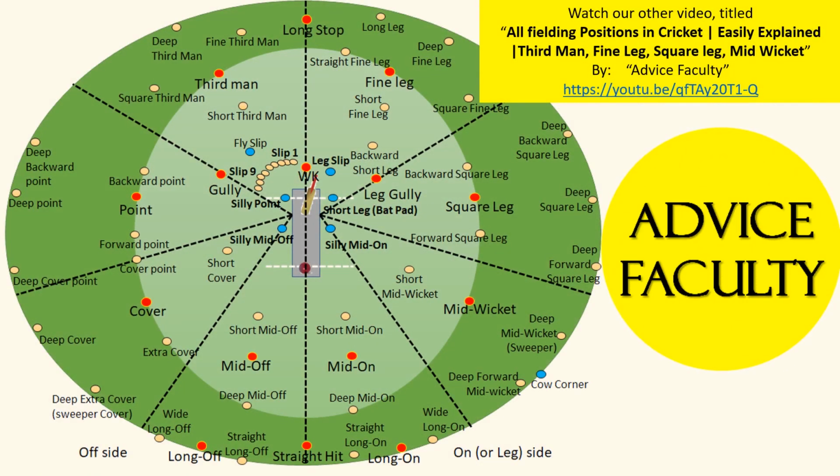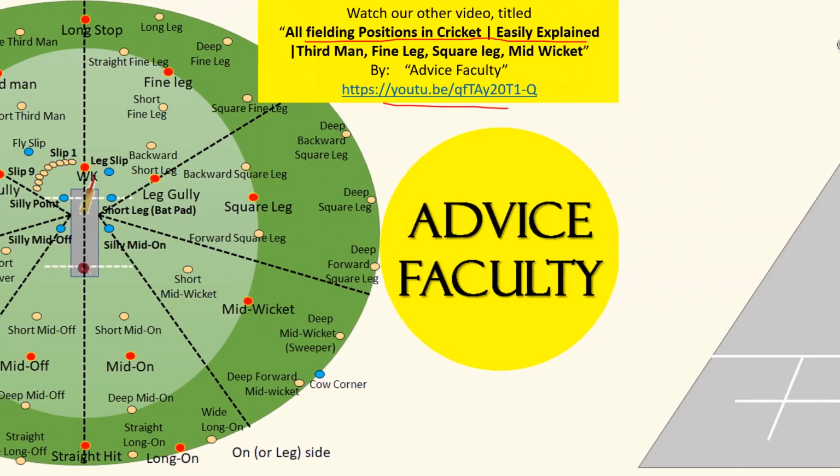There are 11 players in each team and they can be spread out throughout the field. Therefore, there are many fielding positions such as deep backward point, square leg area, square fine, short fine position, etc. You can watch our another video which is titled All Fielding Positions in Cricket Easily Explained, Third Man, Fine Leg, Square Leg, Mid Wicket, and this explains all the fielding positions very clearly.